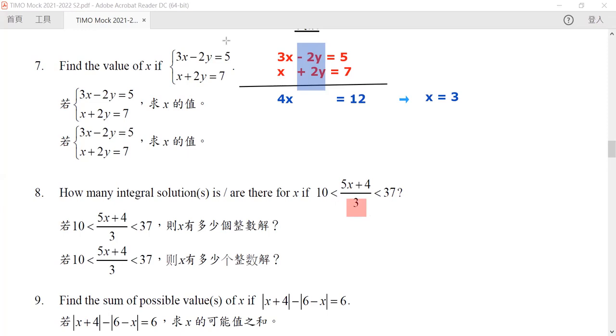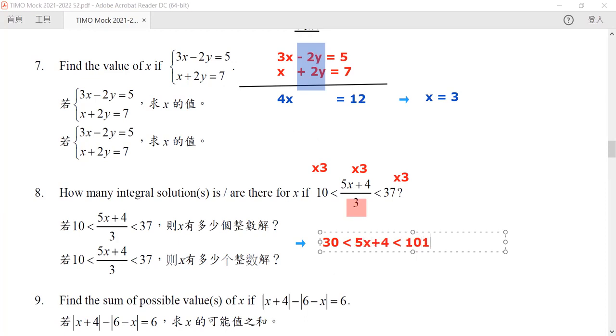So we multiply all three sides by 3. And the middle one will get canceled out to the divisible by 3. So what we get is the following. It will be 30 more than 5x plus 4, which is more than or equal to 107. Oh, this is 5, okay?